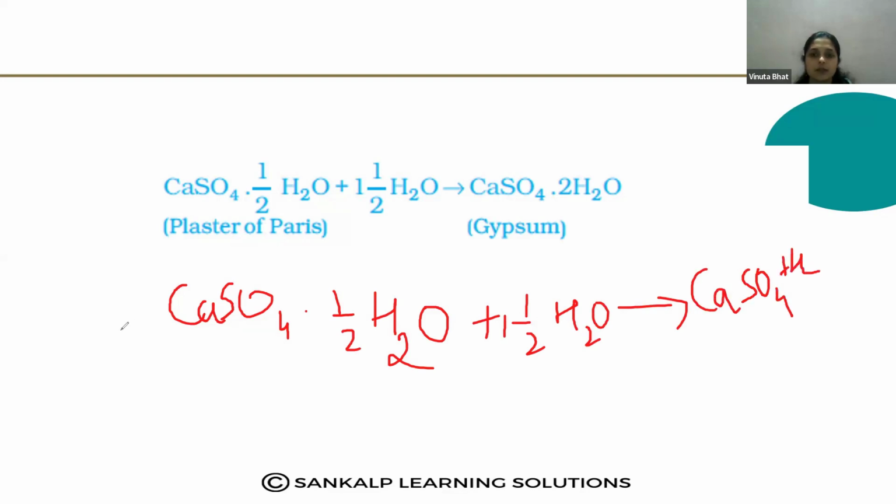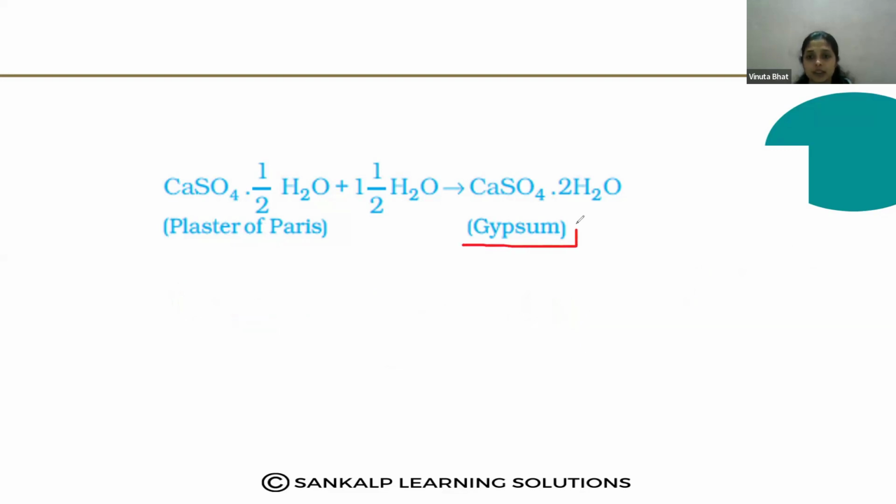Calcium sulfate plus water is formed, and the product is known as gypsum. So gypsum is formed when the plaster of Paris reacts with the water. That is the hard substance. So this is one of the important reactions for your exam.